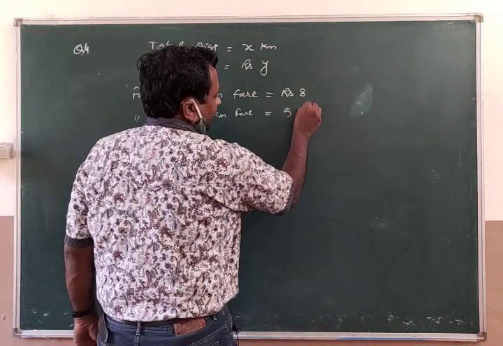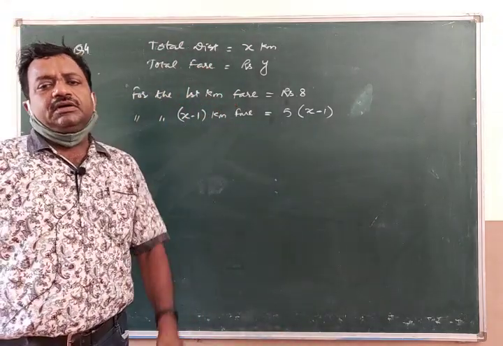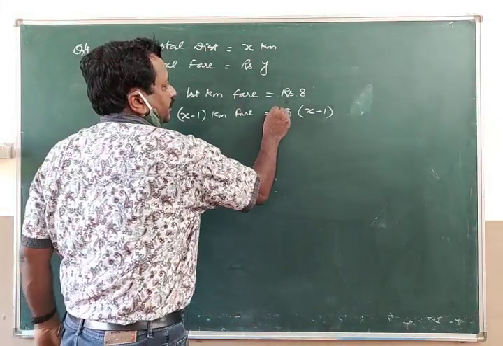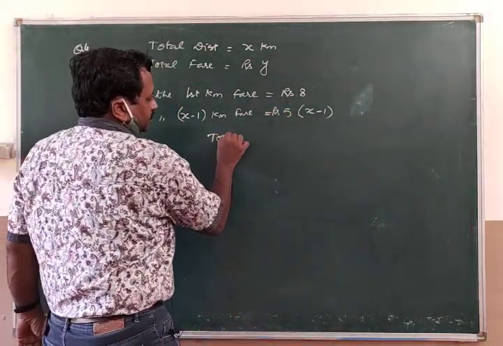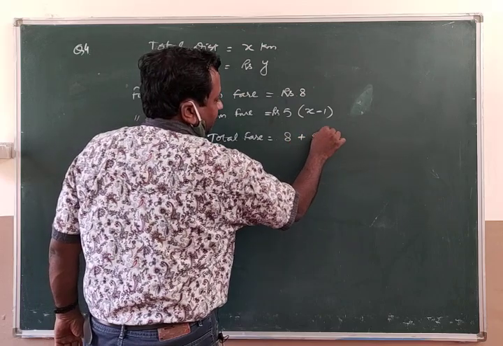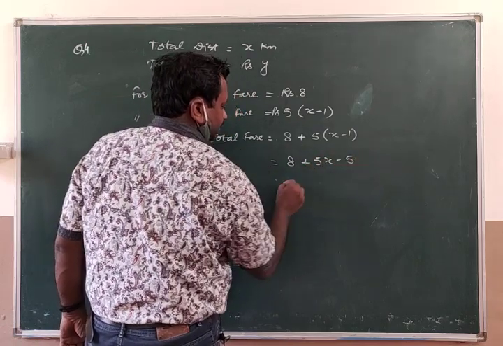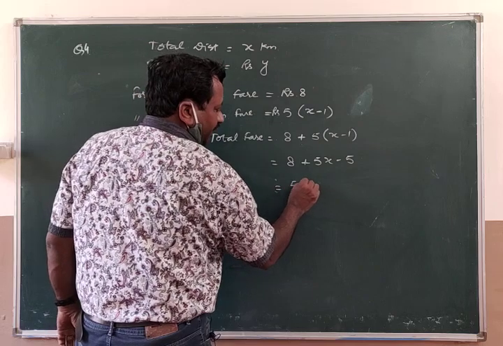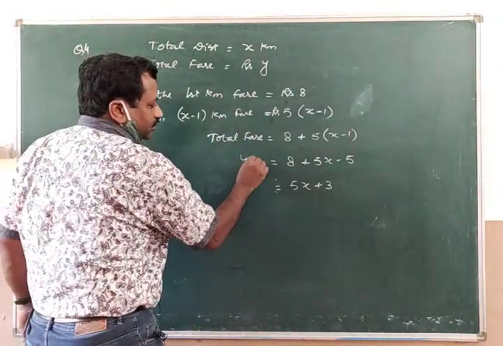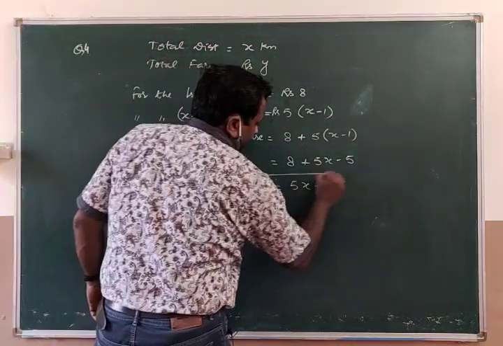So 5 into x minus 1, whatever kilometers remain, we multiply by 5. 5 into x minus 1 will be the rupees, and total fare will be this plus this, 8 plus 5 into x minus 1. This is 8 plus 5x minus 5. This is 8 minus 5, 3, so 5x plus 3. So this is the total fare, and it is written in the question that total fare we need to take as y. So this is my equation.